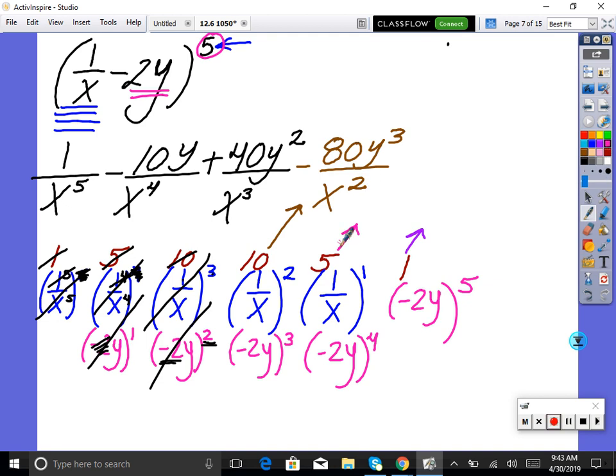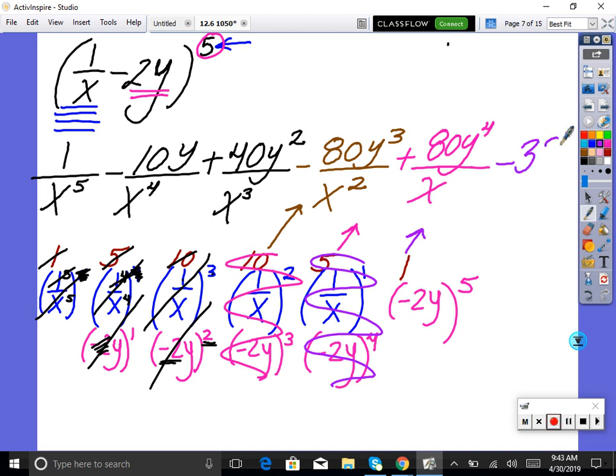What'd you get for the pink arrow? This one. I've done this one now. Not 18. 80 y to the 4th over x. Anyone else get that? Okay. And then the final term. Yep. Perfect. Awesome. Okay, good job, guys.